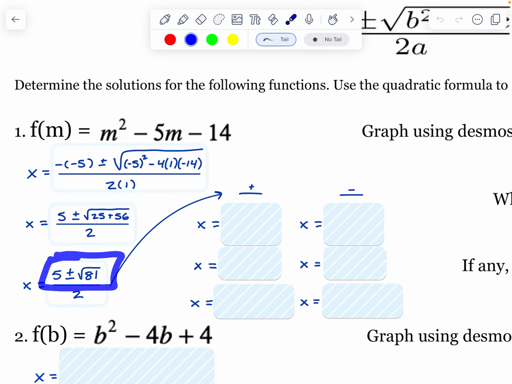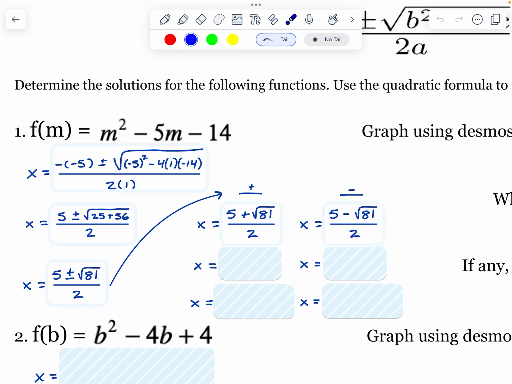5 plus or minus root 81. This is going to break the problem into two different answers, two different solutions. One where I have 5 plus root 81 over 2, and one where I have 5 minus root 81 over 2. The square root of 81 is 9, because it's just 9 times 9. So I replace root 81 with a 9.